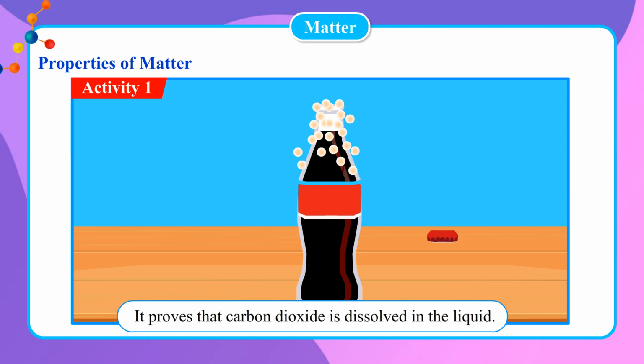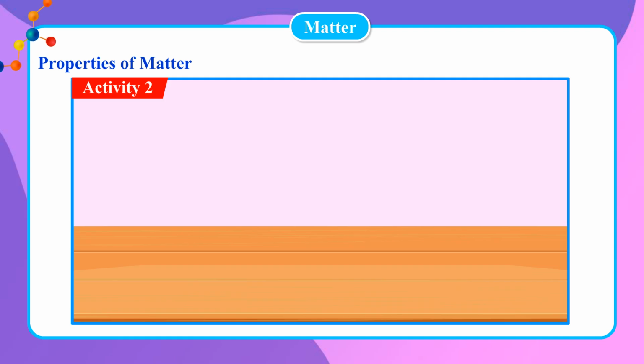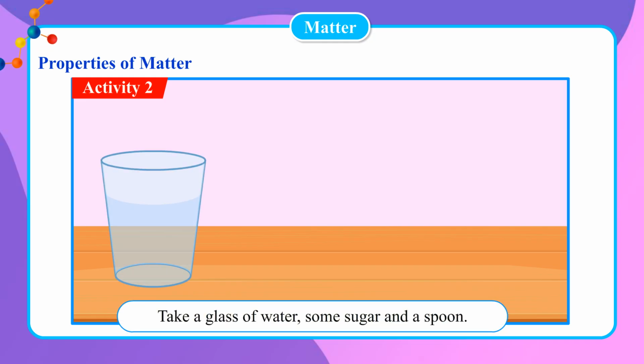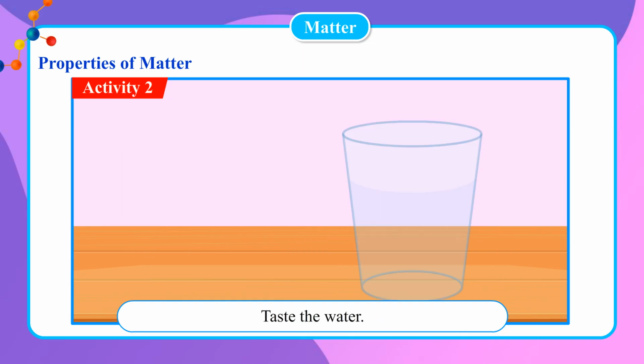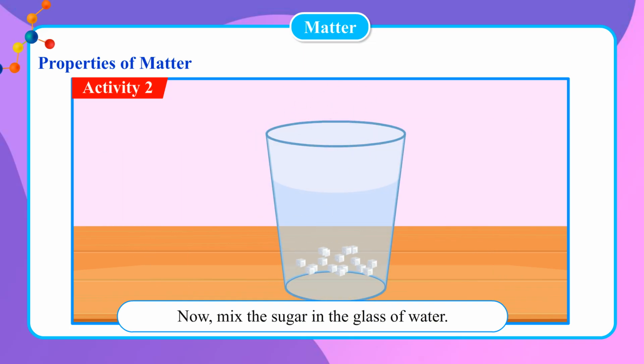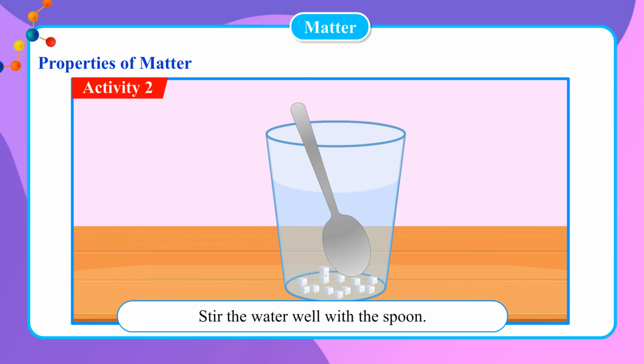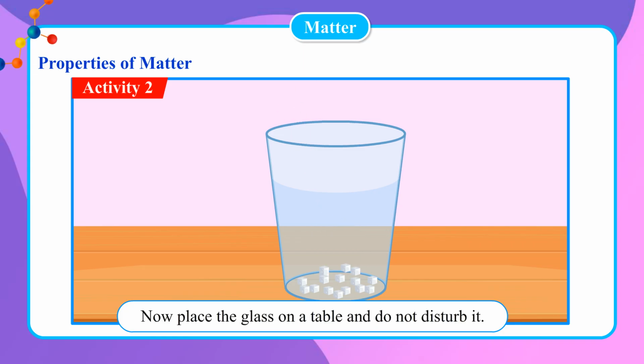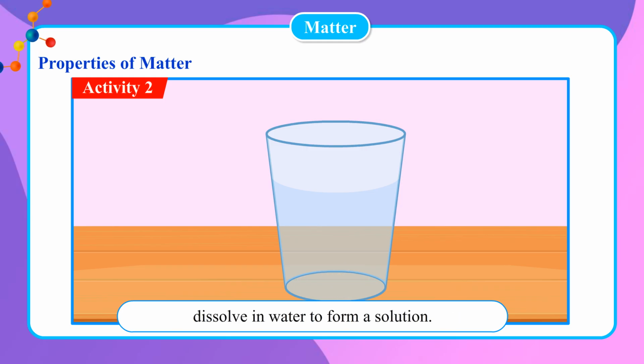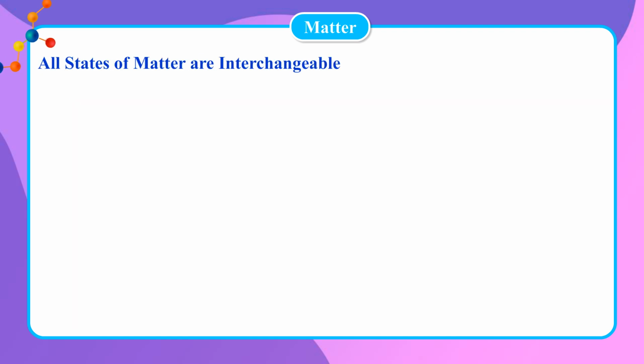5. Some solids can dissolve in liquids. Activity 2. Take a glass of water, some sugar and a spoon. Taste the water. Now, mix the sugar in the glass of water. Stir the water well with the spoon. Now place the glass on a table and do not disturb it. You will find that all the crystals of the sugar dissolve in water to form a solution. This proves that solid dissolves in liquid. Now taste the water again. What is the taste?